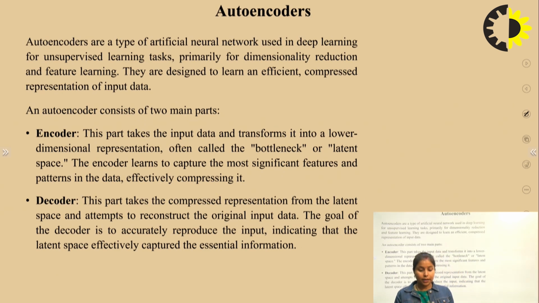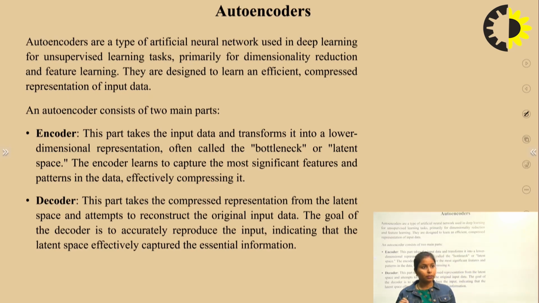Our next topic is autoencoder. An autoencoder is basically a type of artificial neural network used in deep learning, and it is also for unsupervised learning tasks like unlabeled data tasks, primarily for dimensionality reduction and feature learning. They are designed to learn an efficient compressed representation of input data. So autoencoders are used for unlabeled datasets, and also for feature learning of the unlabeled datasets.